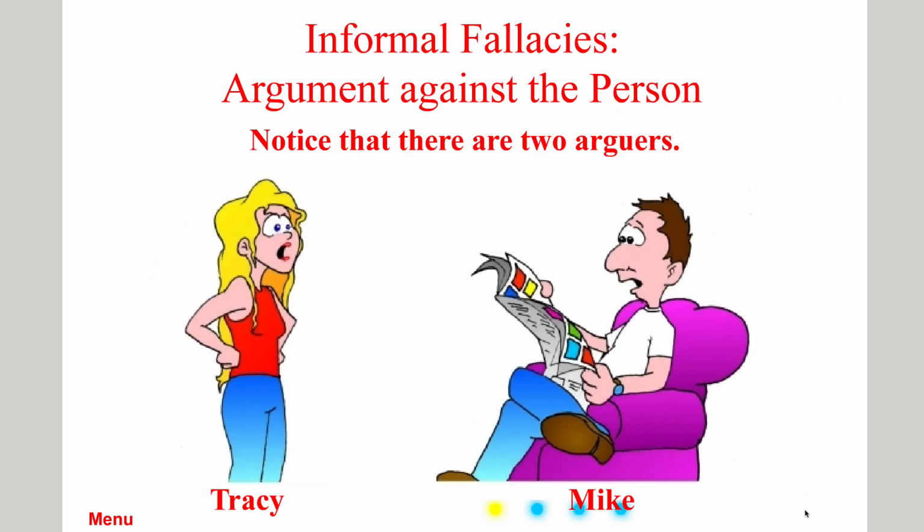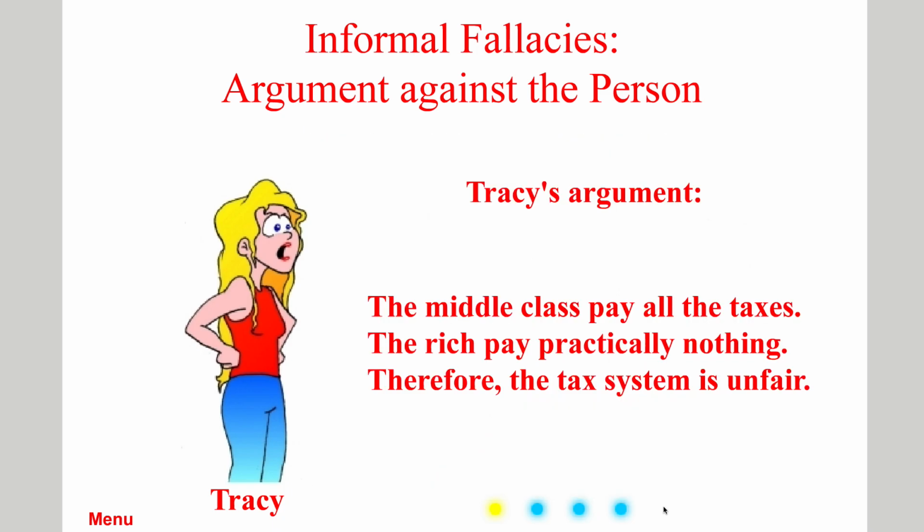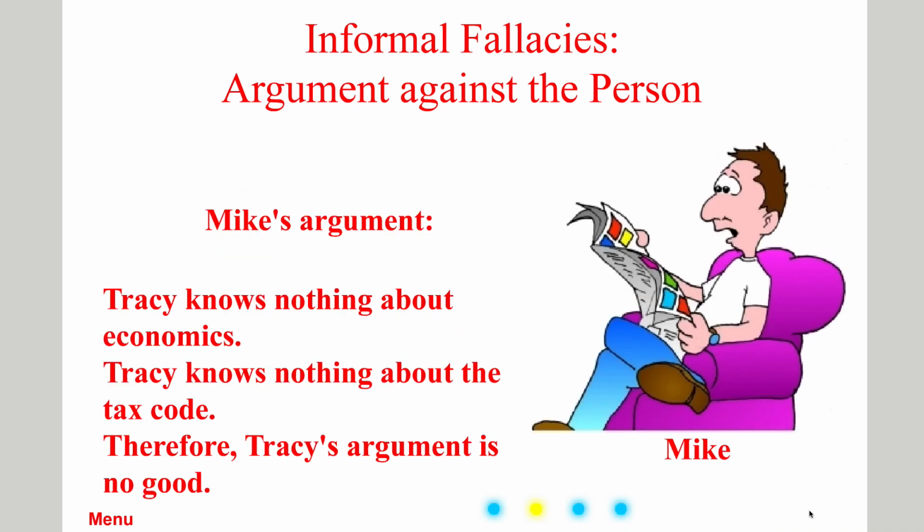But notice there's two arguments. We're getting Mike and Tracy again. They're not very good friends, it seems. The middle class pay all the taxes, the rich pay practically nothing, therefore the tax system is unfair. Now, what we'd have to do is look to see whether these premises are actually true. Right? Mike's argument is she knows nothing about economics, she knows nothing about the tax code, therefore Tracy's argument is no good.